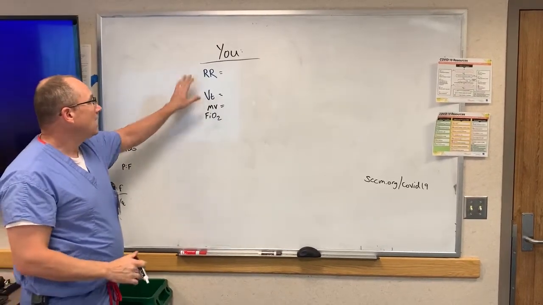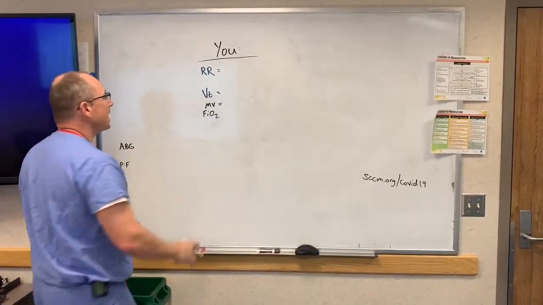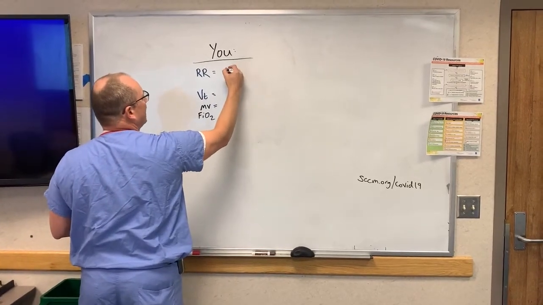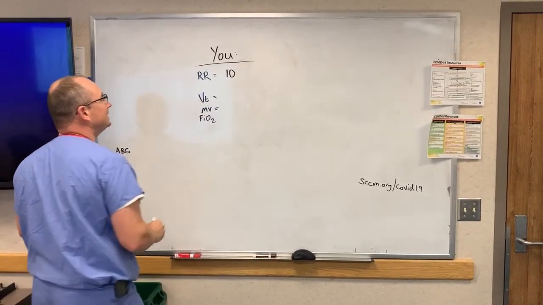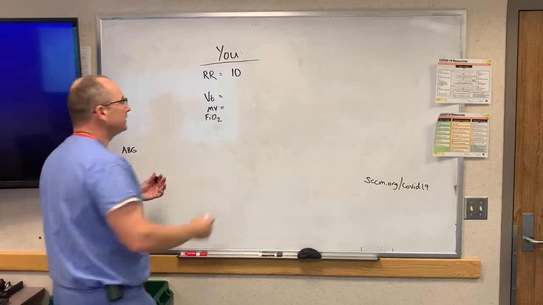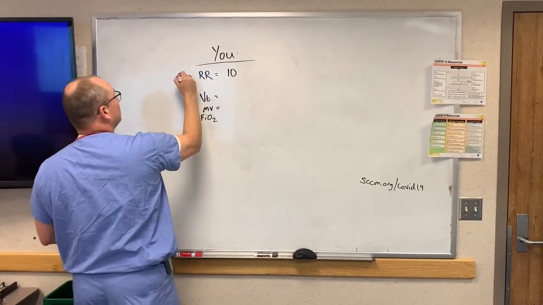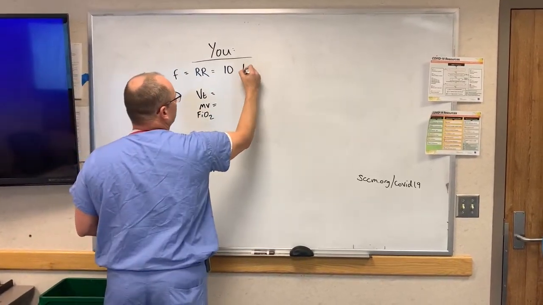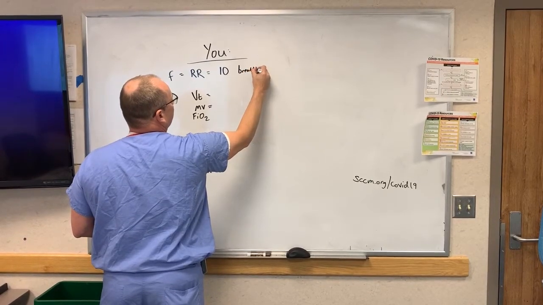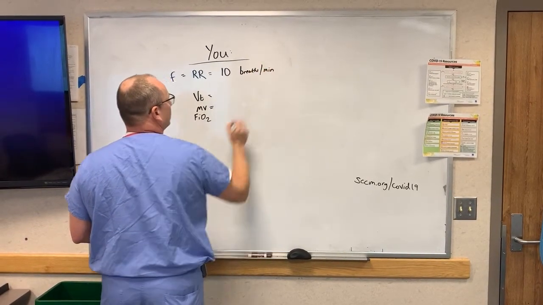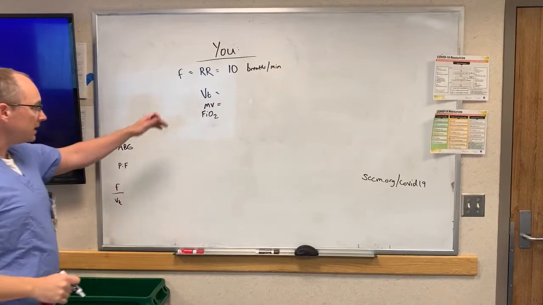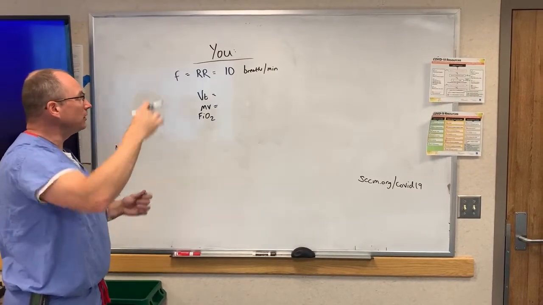But briefly, let's just say for nice easy math, you guys breathing are about 10, 12 times a minute. But like I said, for easy math, we'll say 10. So 10 breaths per minute. This is also known as frequency. And so 10 breaths per minute for all of you is about normal. Okay? Now, tidal volume differs on how tall people are.